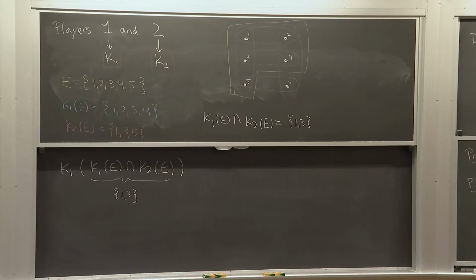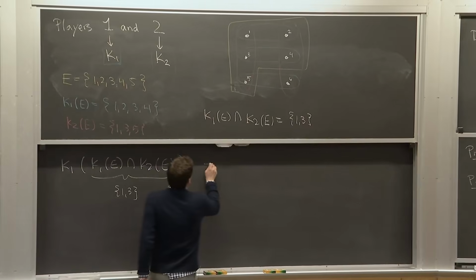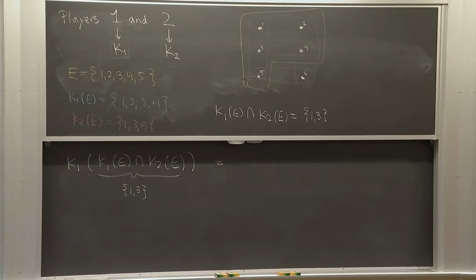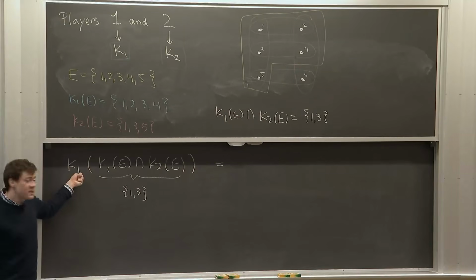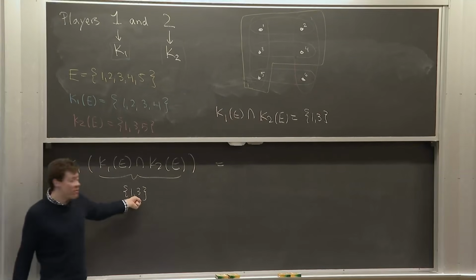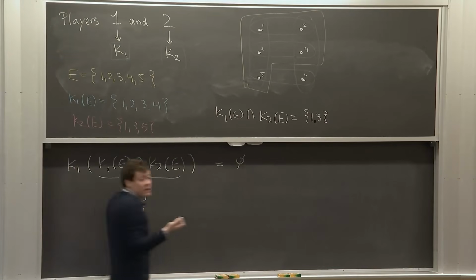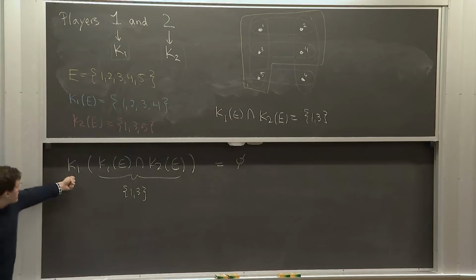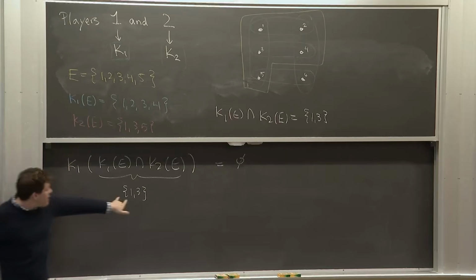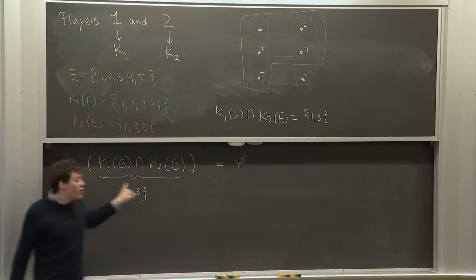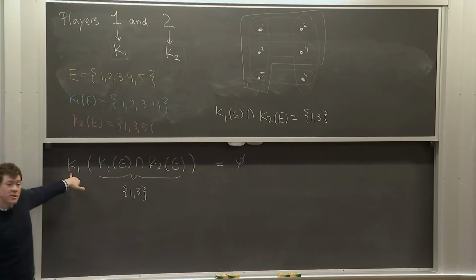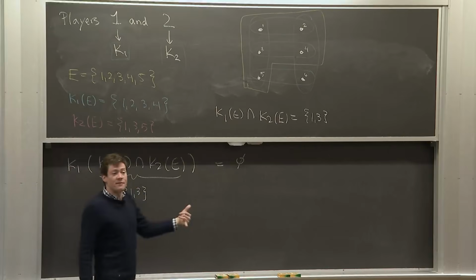So what is K1 of {1, 3}? It's just the empty set, because there are no states in which player 1's cell of his partition is a subset of {1, 3}. So this is one possibility. It can be the case. So we can say informally, what does this mean? It means there are states of the world where both players 1 and 2 know that the event is E, but there is no state of the world where player 1 knows that both players know that the event is E.